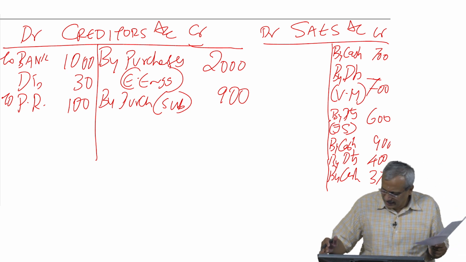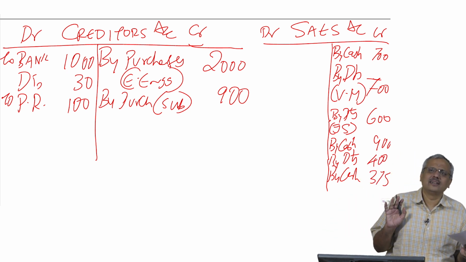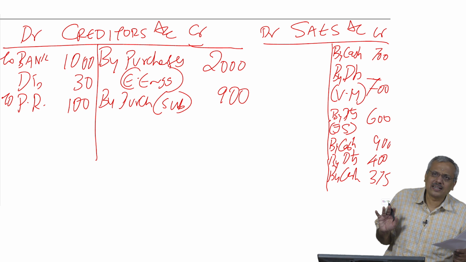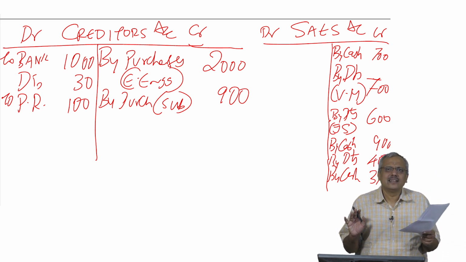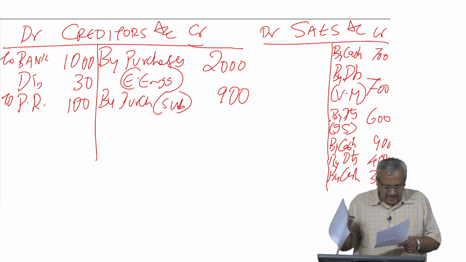To know the total sale, I just have to total all this, and that will give me my total sale in the process.